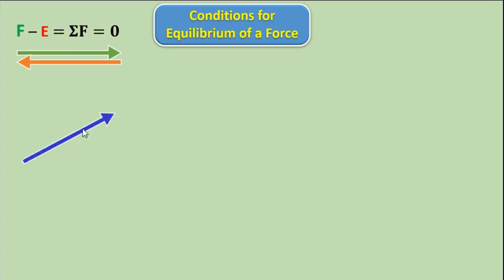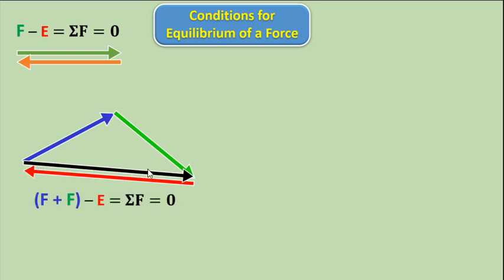For two forces, the blue arrow and the green arrow, they flow in order like that. The black arrow is the resultant of the blue and the green. Now the equilibrant must be equal in magnitude to the black arrow, the resultant, but must act in the opposite direction. So if I add the blue and the green, and I subtract the equilibrant, which is equal to the resultant but acts in the opposite direction, the resultant force will be 0.